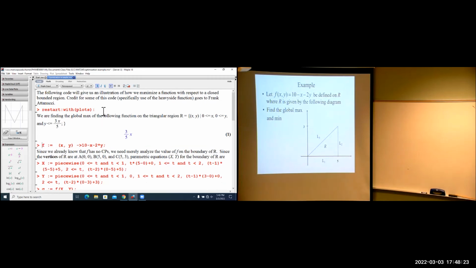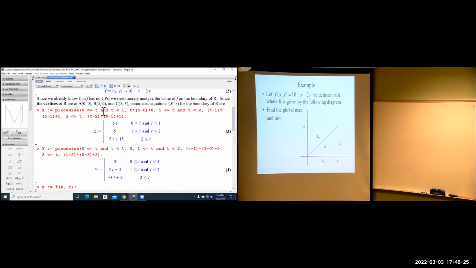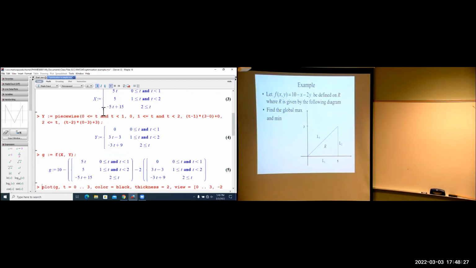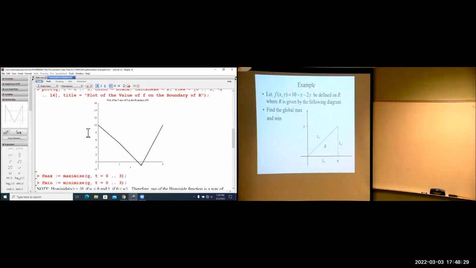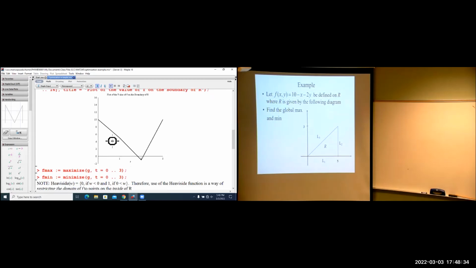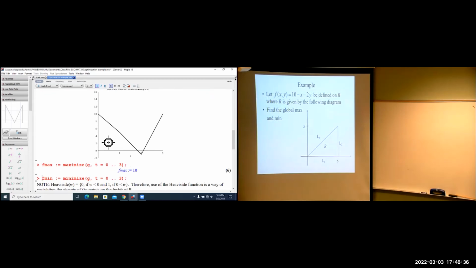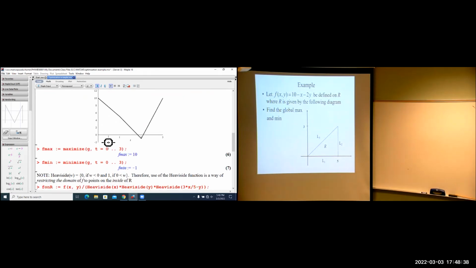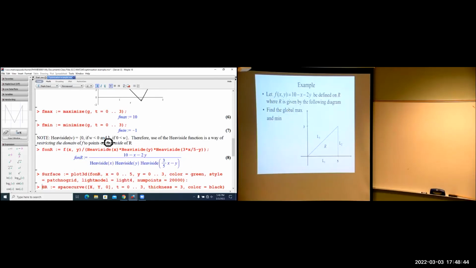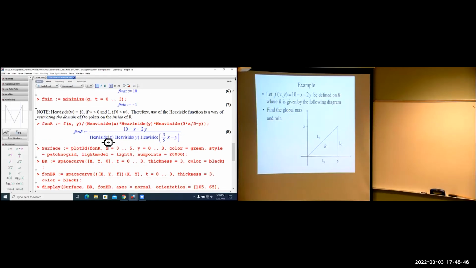So don't worry about the code. Like I said, if you ever want it, just email me and I can send it to you or upload it. So here's kind of what's going on with the function. We're going to see what's happening here in a little bit. So this is saying there's an F max of 10 and an F min of -1. We're going to verify that here in a second, but here is what's going on.